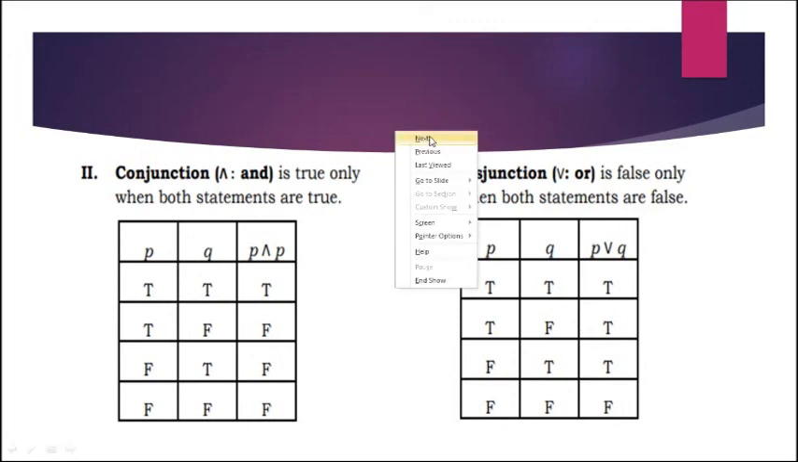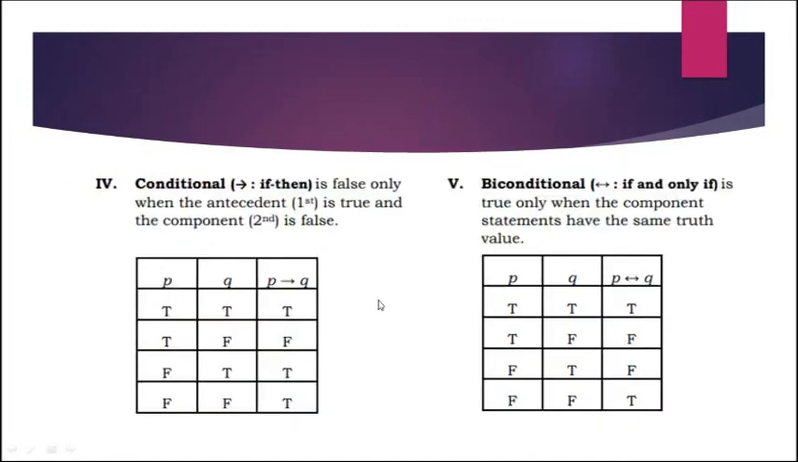Okay? Next, you have your conditional statement, the if-then statement. So again, we have two variables, P and Q. True, true, false, false, true, false, true, false. So we're going to use the if-then statement. It says that the if-then statement is false only when the antecedent, the first column, is true and the consequent, the second column, is false.